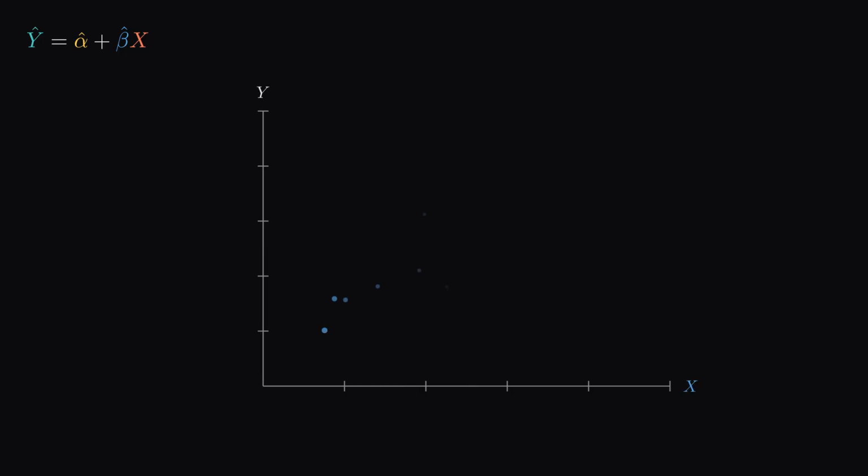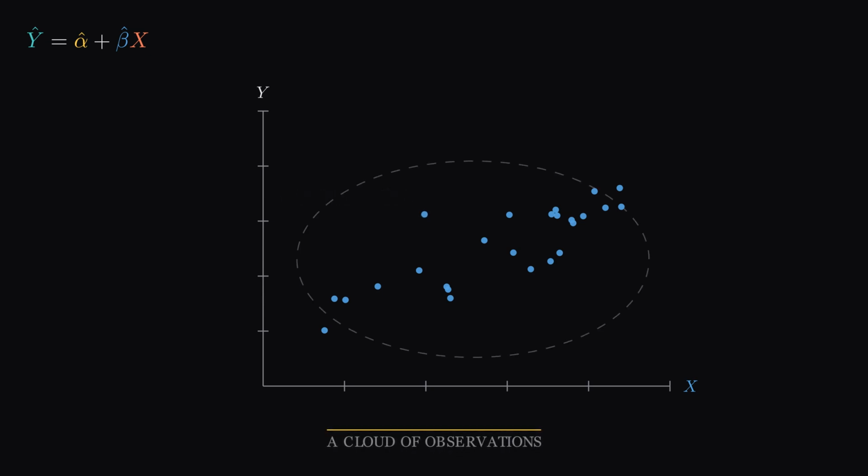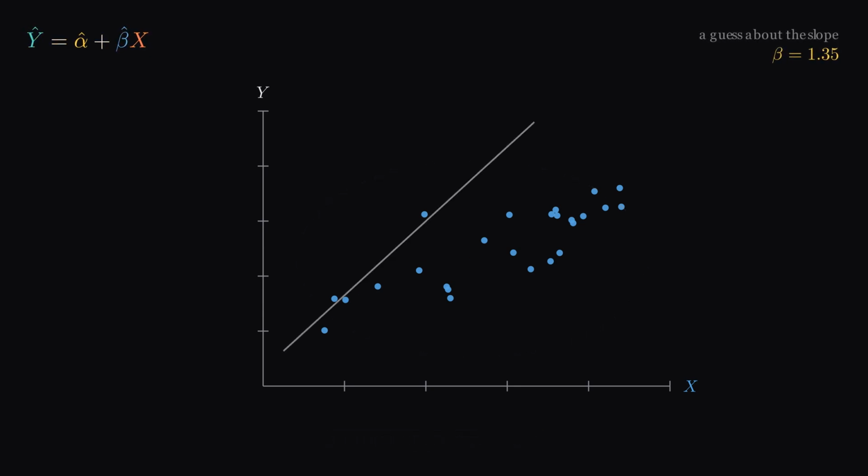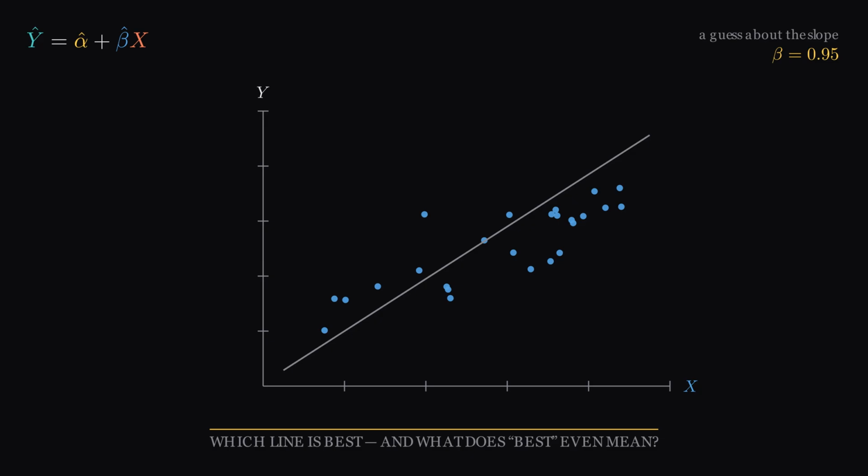Let's leave the symbol for a moment and look at the data. Here's our observation. Each dot is one unit, I mean one person, one household, or the subject of our study, with two continuous variables, x and y. But they do not fall on a perfect line. They form a space. Let's call this space a cloud of observations. The equation promised us a line, but there are infinitely many lines we can draw through this cloud. Each is a different guess about beta. So the first real question is, out of all these possible lines, which one is the best? And what does best even mean?